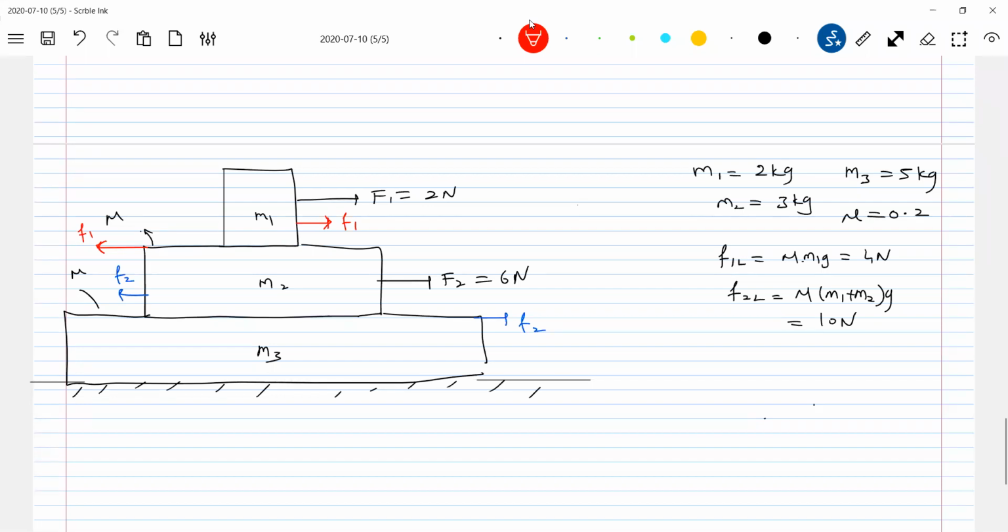What is the first assumption? We'll start with assumption 1. It is always the practice that no slipping occurs. Assumption: no slipping occurs between the blocks. This is the first assumption. Then let A be the acceleration. What is the net force acting on the system? F1 plus F2.